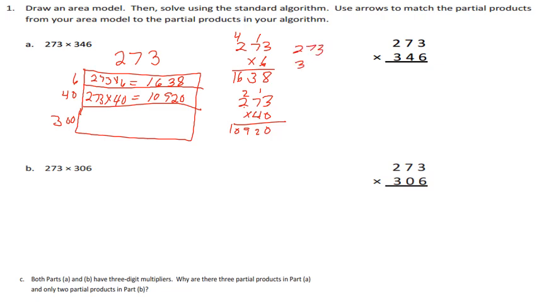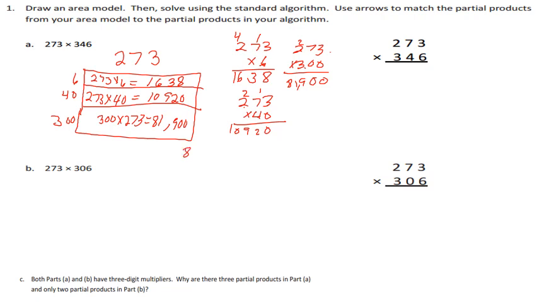Now our last one is 273, and we're multiplying that by 300. We have two placeholders. 3 times 3 is 9, 3 times 7 is 21, carry a 2, 3 times 2 is 6, and 2 is 8. So that's going to be 300 times 273 equaled 81,900. Now we add up all these partial products.